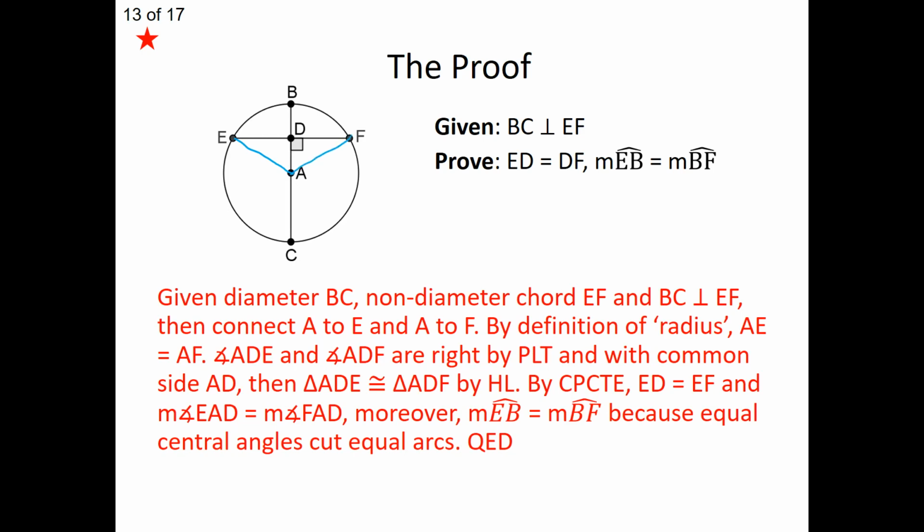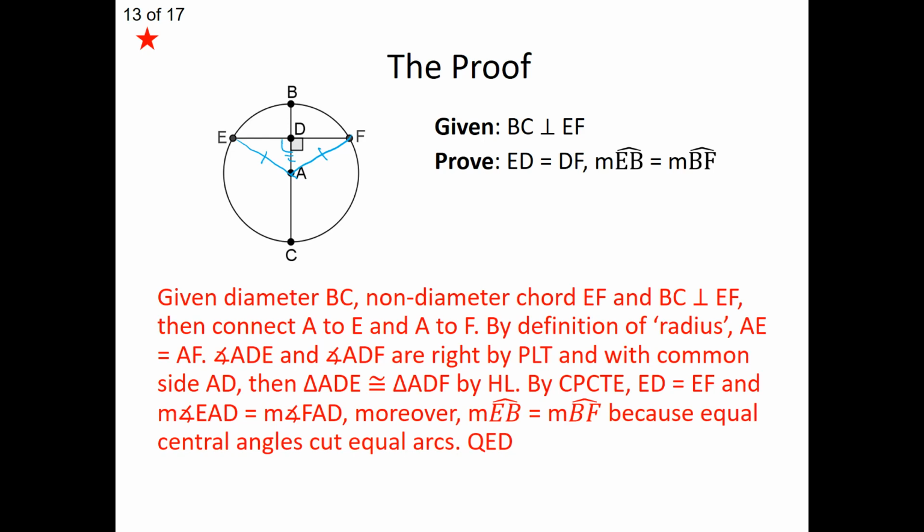By doing that, we form a pair of radii, and we know that with any given circle, by the definition of radius, we have equal segments here. So we know that those two segments, AE and AF, are equal to each other. Now, something else we know. Since BC is perpendicular to EF, we actually have right angles there because of the perpendicular lines theorem. And these two triangles have a common side. They both share side AD.